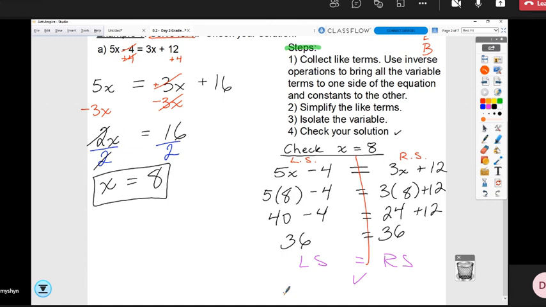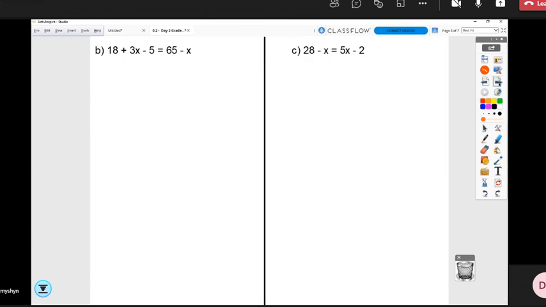Now, this is certainly where equation solving begins, but definitely not where it ends. It gets a little bit spicier, where we have to collect a little bit more. So, if we look at question B, 18 plus 3x minus 5 equals 65 minus x. Before we even start moving anything, we might notice that we have like terms already. You see the like terms there and there? So we can take that positive 18 and that minus 5 and combine those terms.